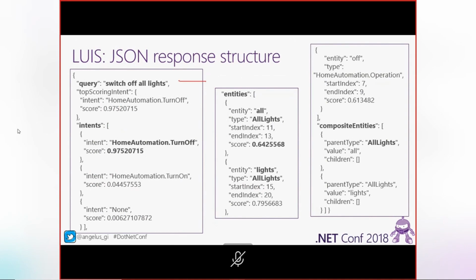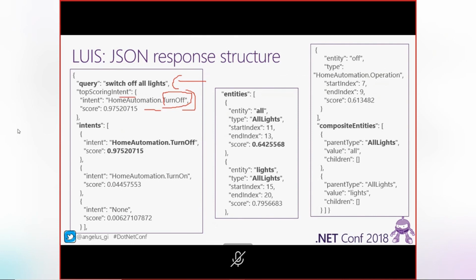We have the query at the first line, and we can see what the LUIS service has understood. We have, in this case, the intent automation turn off. At the third line, we have the score of this intent. In the second part, we have the score about the entities of this query.